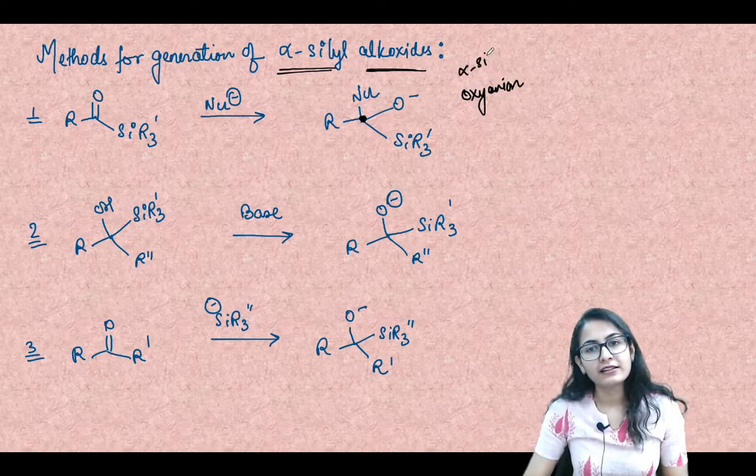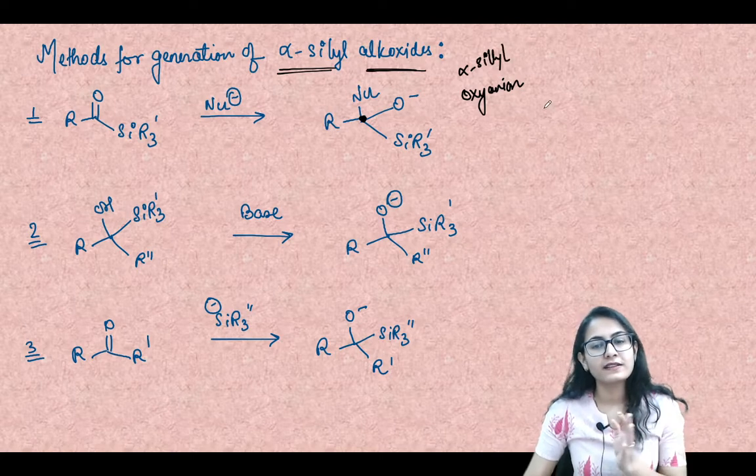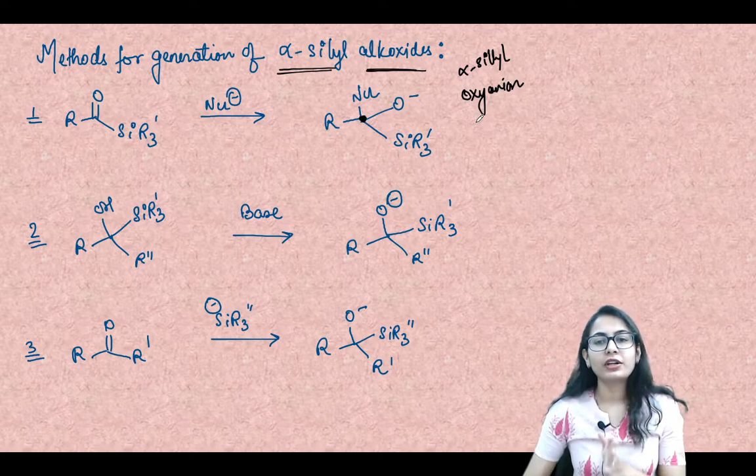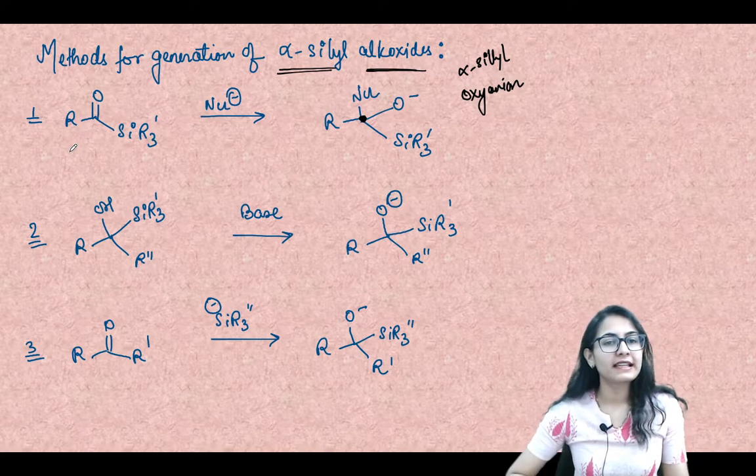Alpha silyl oxyanion. So on the same alpha carbon you have a silyl group, and this is the oxyanion. So this is what you want finally. So how can we generate it? So many methods. Let's see.